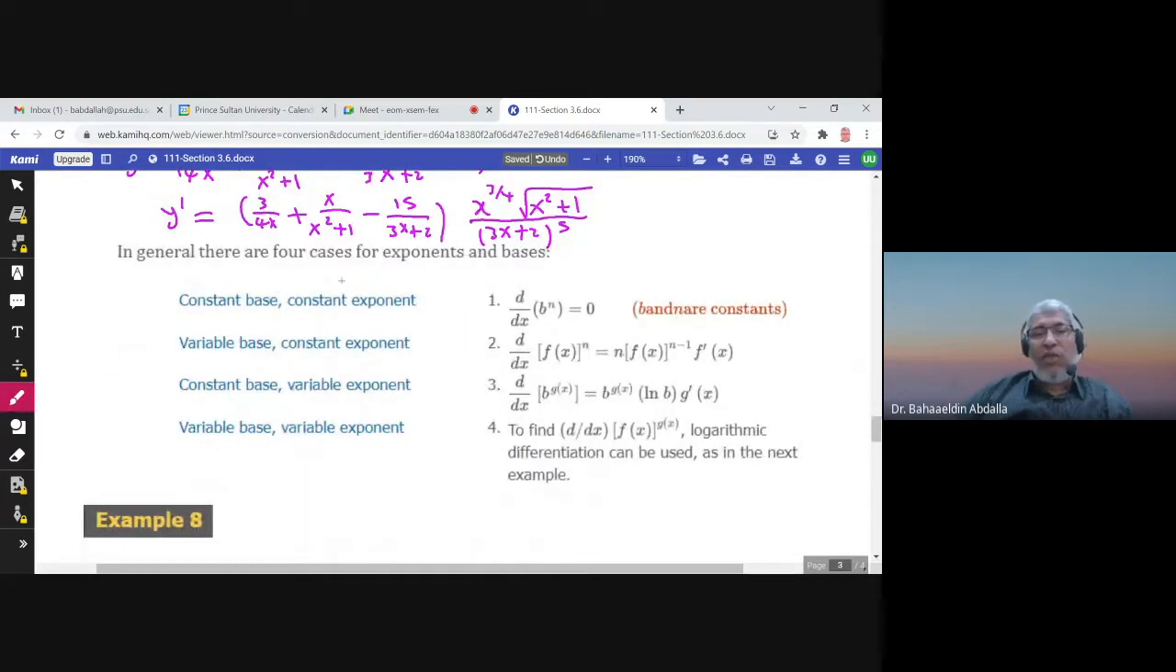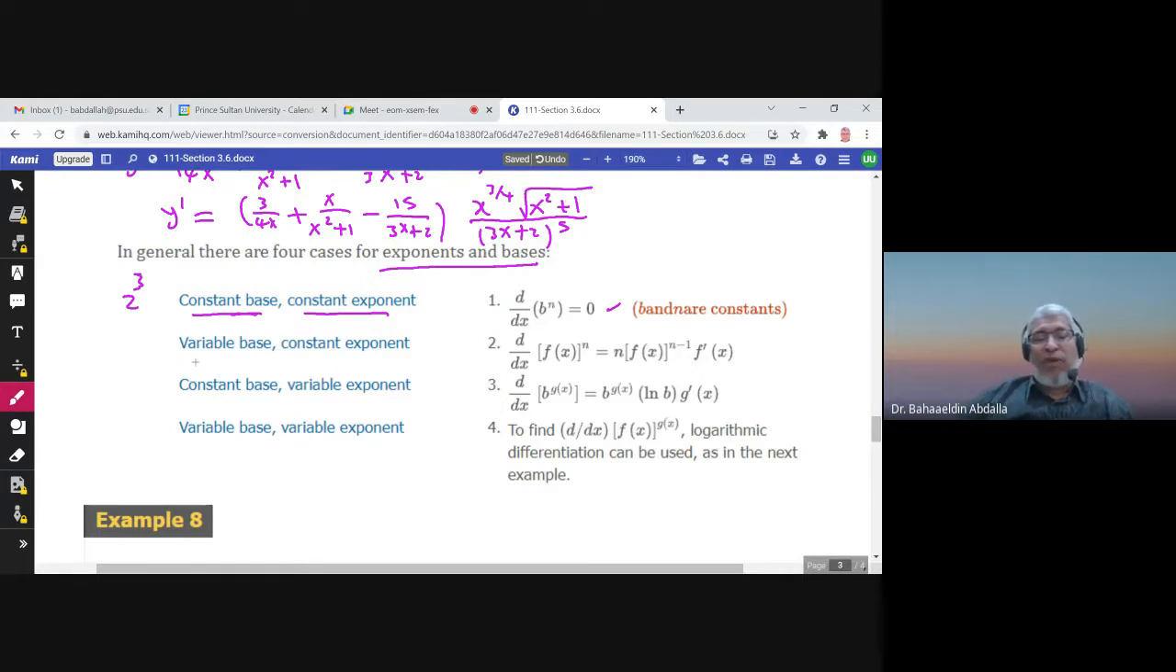In general, we have 4 cases for exponents and bases, all right? And pay attention to this. Constant base and constant exponent, like 2 to the power 3. What is the derivative of 2 to the power 3? Because it's a number, the derivative would be 0.